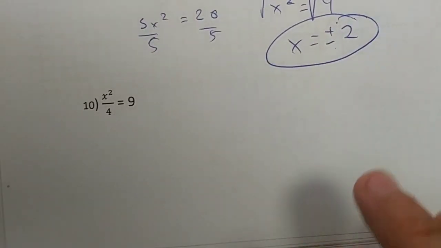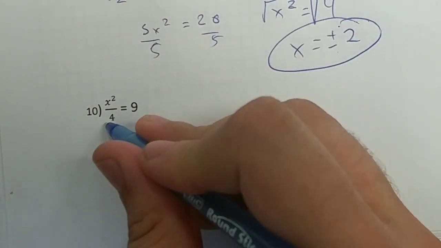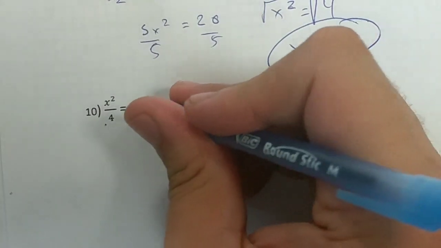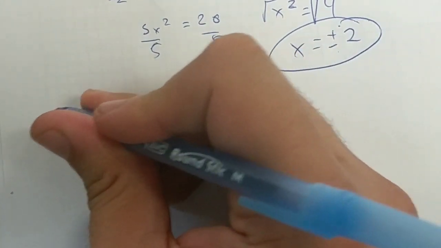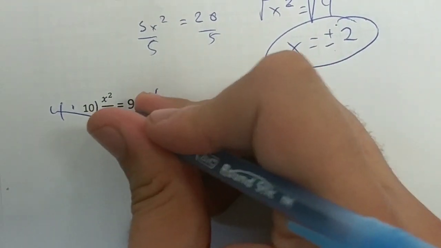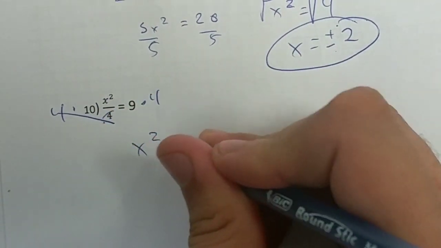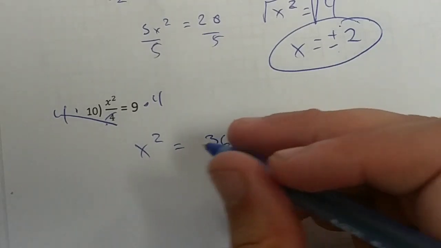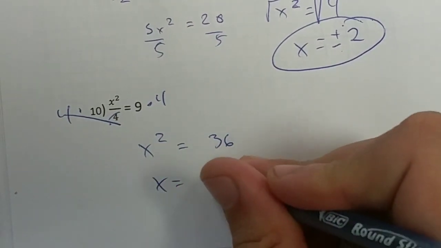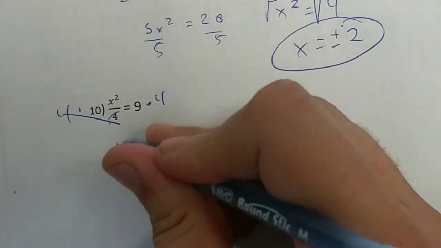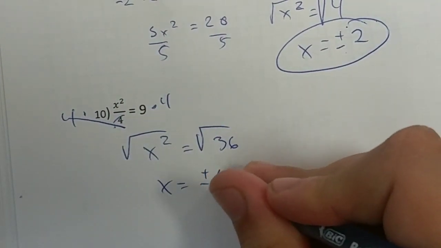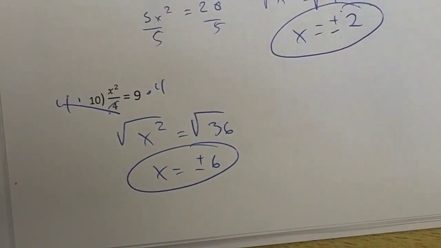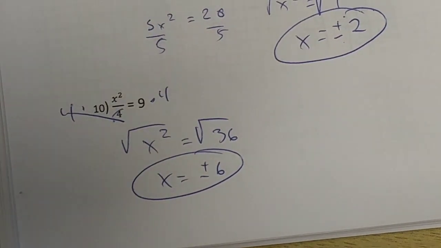Let's go to the last one. It's divided by 4. So the opposite of divide by 4 is timesing by 4. Cross those out. So x squared equals 36. Square root both sides. X equals plus or minus 6. Okay, do not forget the plus or minus in that.